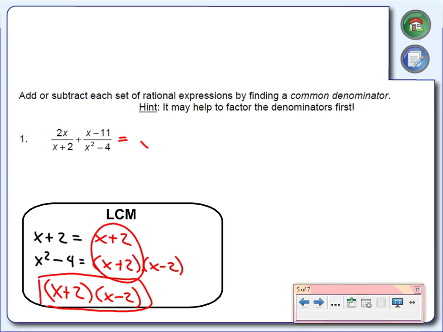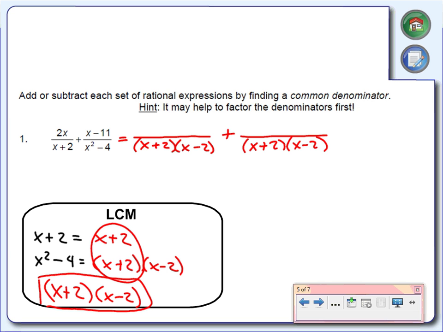x plus 2, x minus 2. Again, notice that I'm not physically multiplying them out. I'm not using the FOIL method. Here's what we're working with.